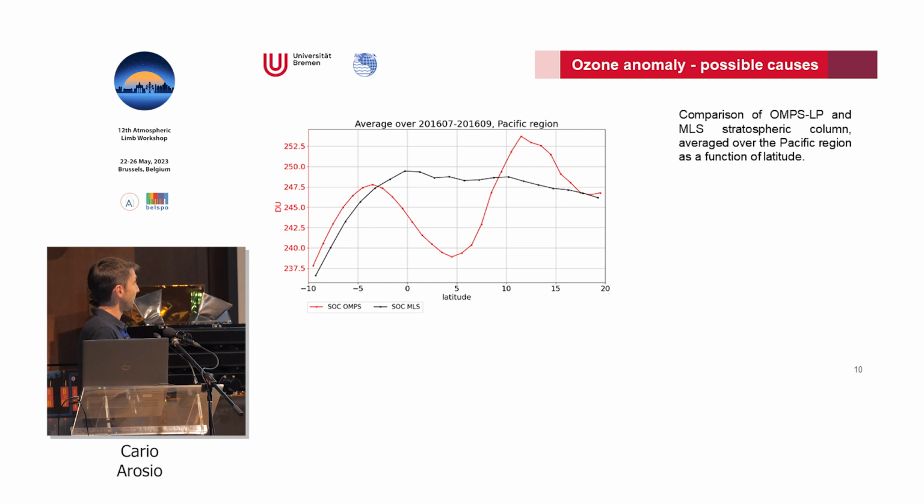Here I'm plotting a cross-section as a function of latitude of the stratospheric ozone column from OMPS in red and MLS in black, and we can clearly see that whereas MLS shows pretty constant values from the equator to the north, OMPS shows this kind of negative bias followed by a positive artifact, so a kind of first derivative shape.